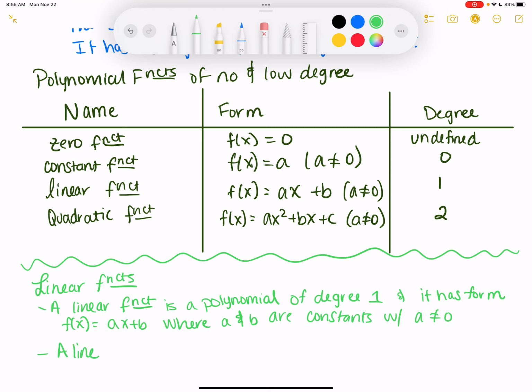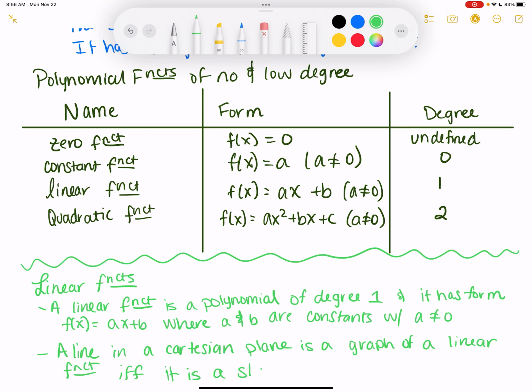A line in a Cartesian plane is a graph of a linear function if and only if it is a slant line, not horizontal or vertical.